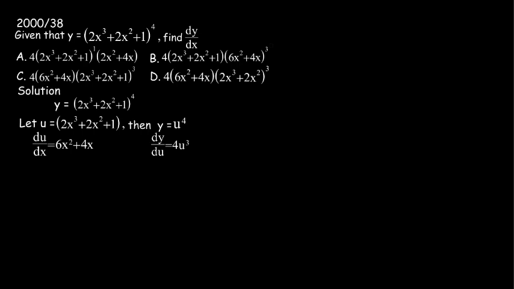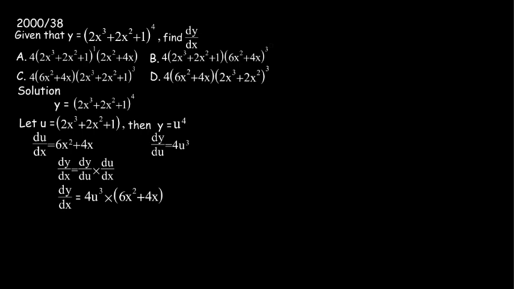Next, at this point, we've gotten du over ds and we've gotten dy over du. Our chain rule states that dy over ds is equal to dy over du times du over ds. At this point, we will substitute for du over ds and dy over du. So dy over ds will be equal to 4u raised to the power of 3 times, in bracket, 6s squared plus 4s. At this point, we are going to substitute for u.